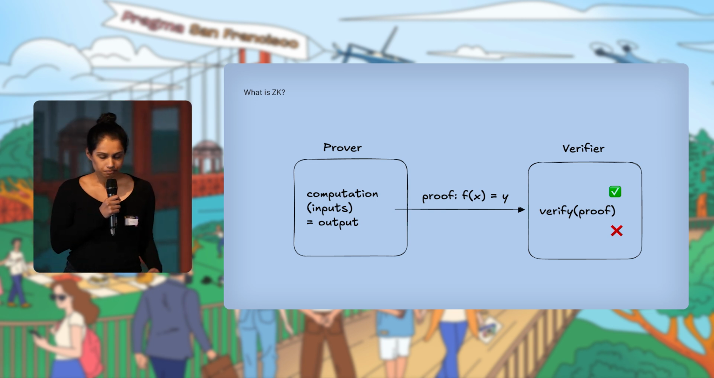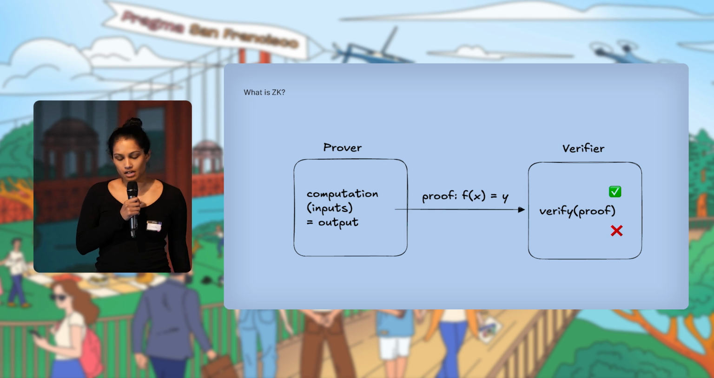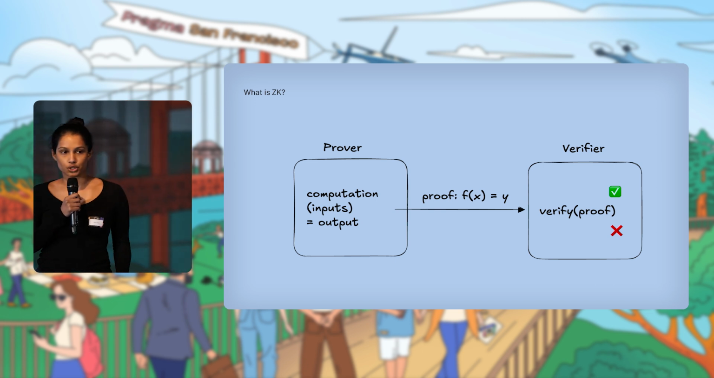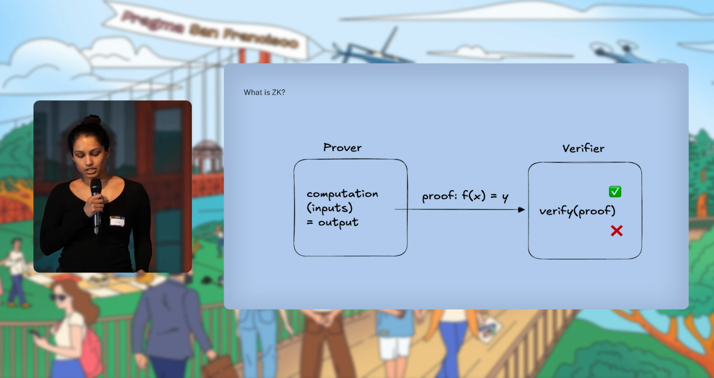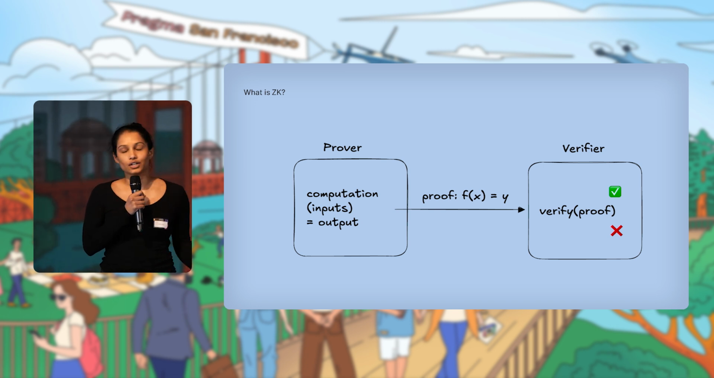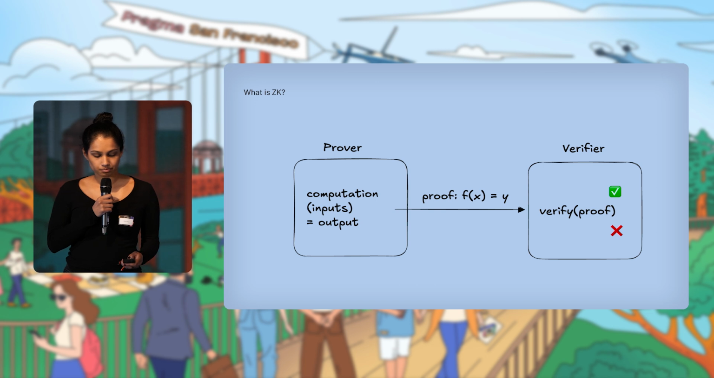And critically, ZK has this succinctness property where verifying the proof of the original computation is a lot more efficient than re-executing the computation. So that's the succinctness property and also what our company is named after.